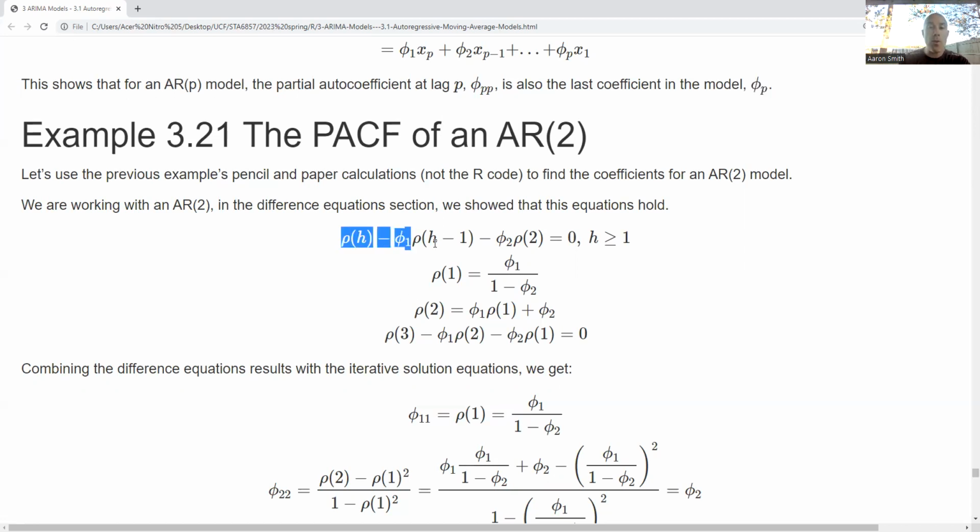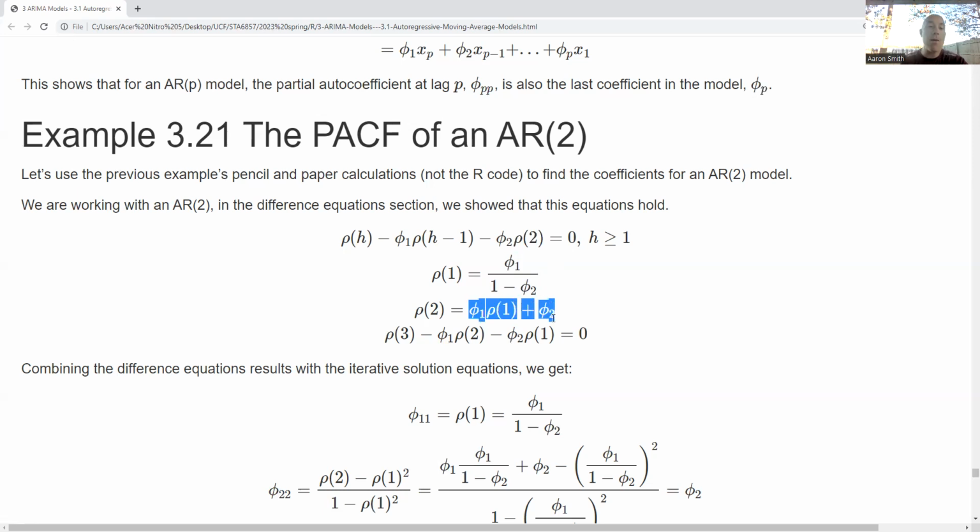So I'm going to take this equation, which is from our difference equations video. If I have an AR(2) process, then the autocorrelation at step h, minus the first coefficient times autocorrelation at h minus 1, minus the second coefficient times autocorrelation at h minus 2, will be equal to 0. All right, well, if I recall calculations that I did previously about autocorrelation, I know that I have this going on also.